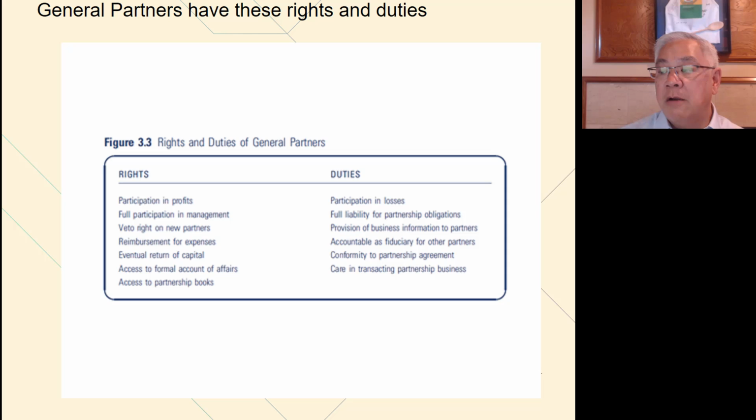Your duty is that you have to act in accordance with the partnership agreement, which means you're looking out for the benefit of your fellow partners, and you do your decision making as a fiduciary, which means on behalf of the company, not only toward your personal interests.